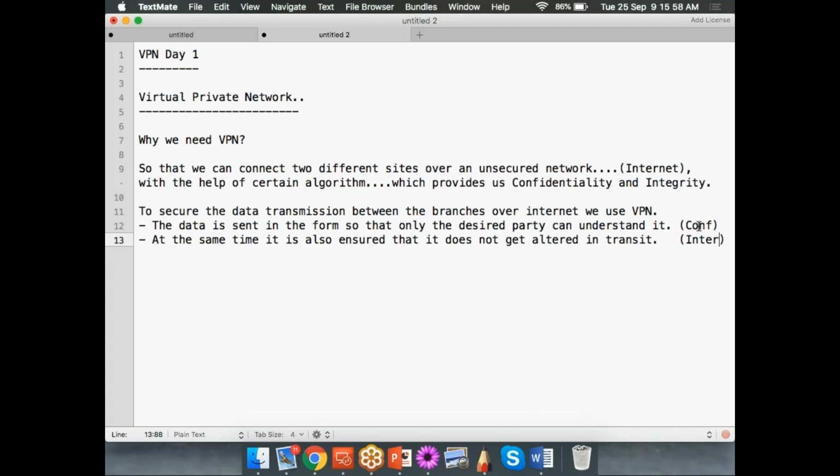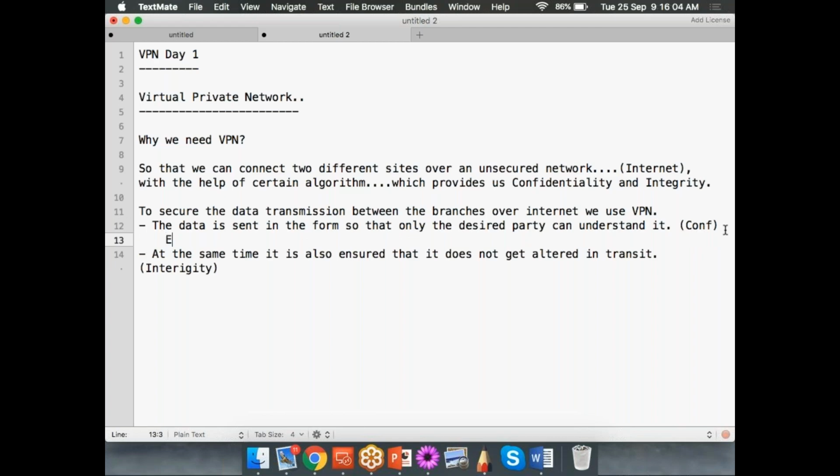And how are we going to achieve the confidentiality? Confidentiality will be achieved with the help of encryption. What are the different algorithms there? AES, DES, 3DES, Blowfish, many other things are there. How are we going to achieve the integrity? Integrity will be achieved with the help of hashing. What are the algorithms we do have? MD5, we have SHA, we have SHA-2, and so on and so forth.